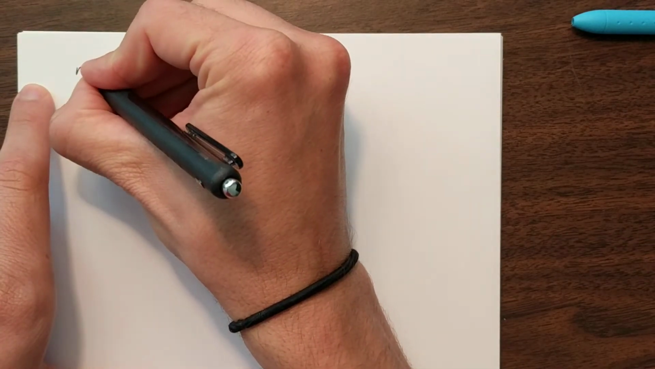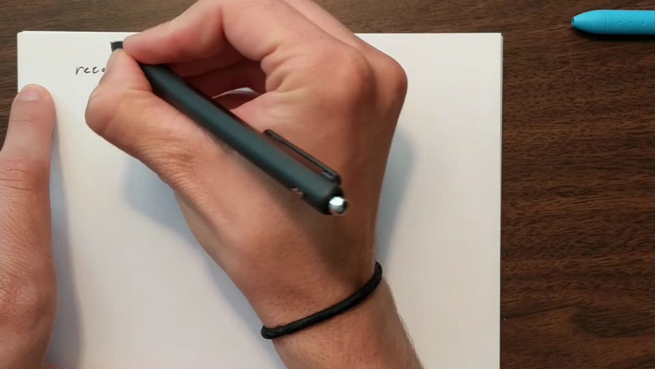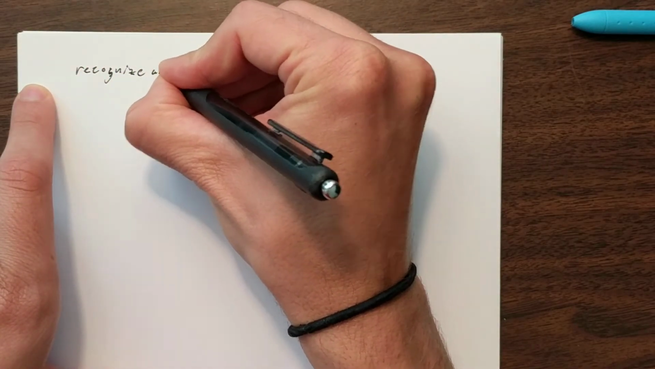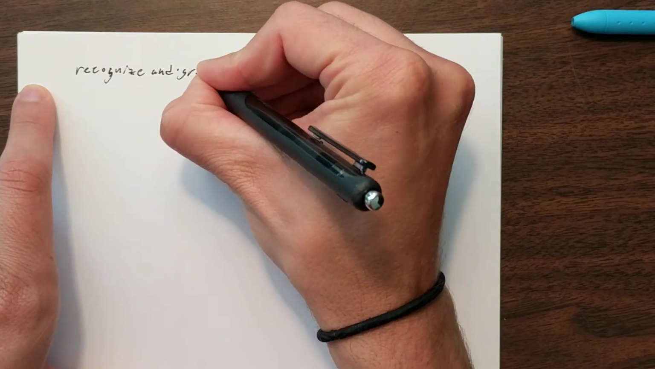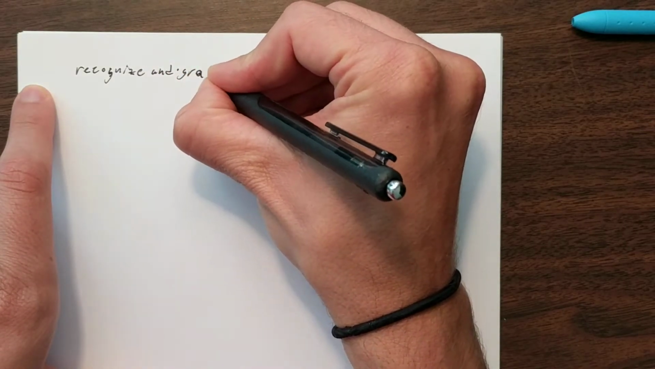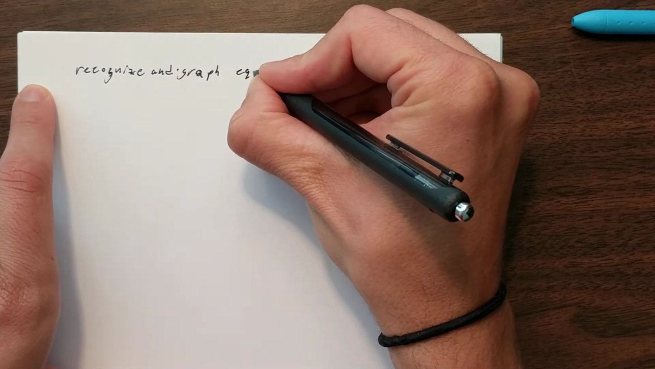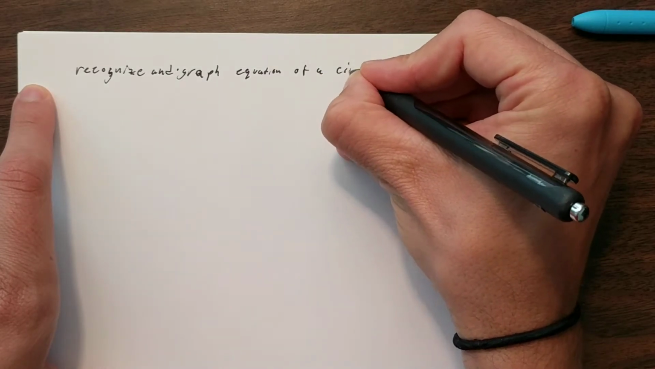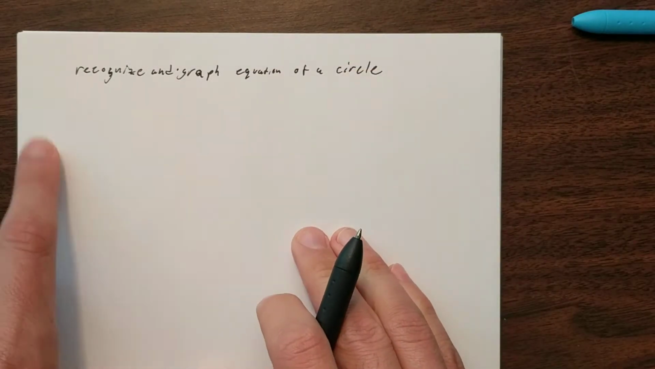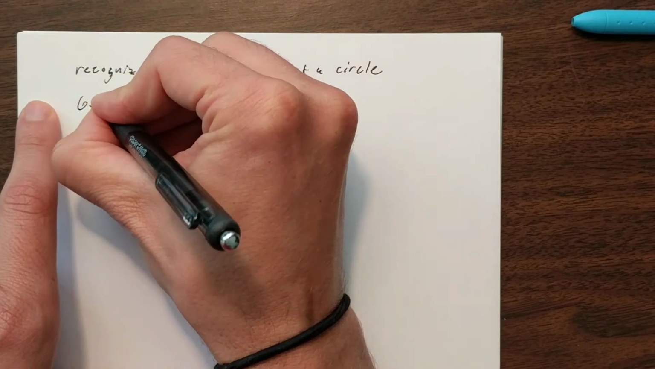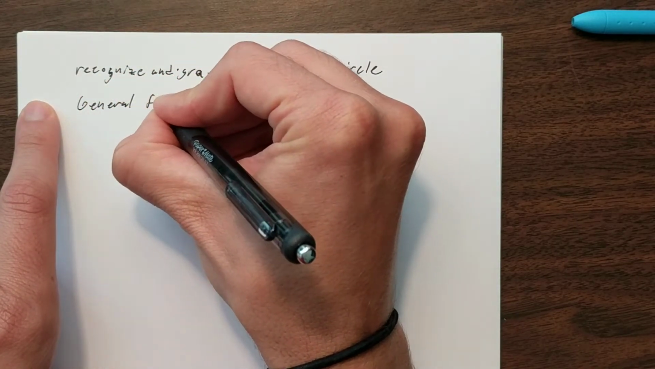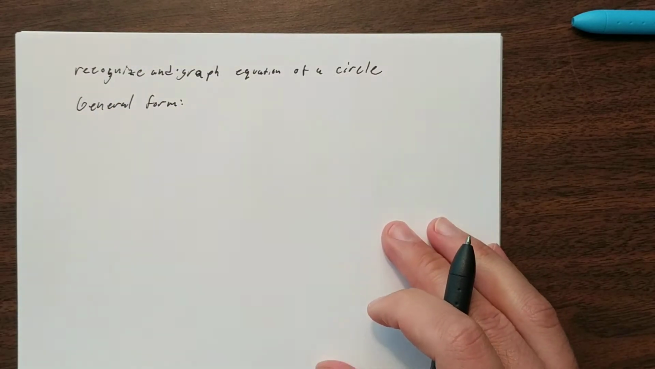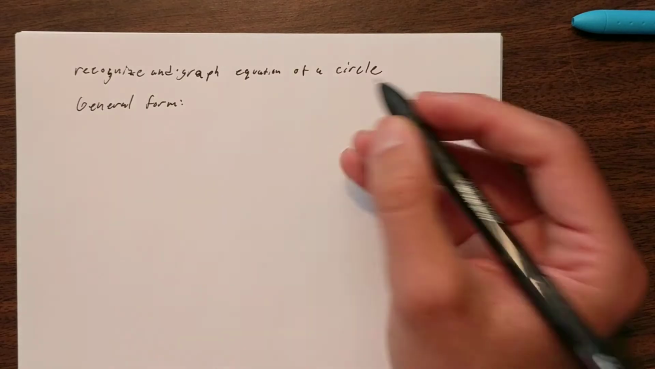So what I want you to be able to do is recognize and graph equations of a circle. Okay, so what's the general form, or the general or standard form? What is the general or standard form for a circle?